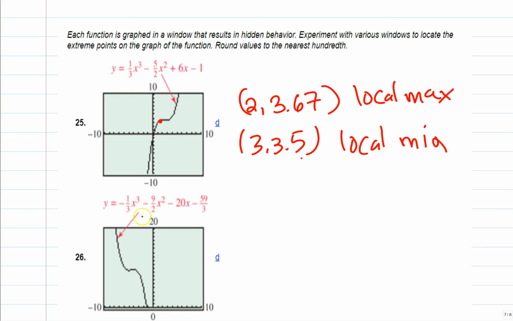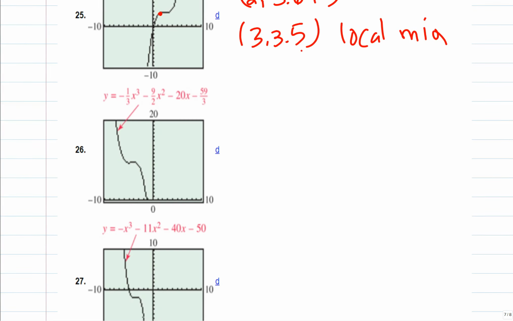Let's try this again. This looks like an x cubed. But it looks like it just kind of stops. This shows a little bit of a dip down here. So I'm thinking, oh, maybe there is a min there. Right? So let's see what happens.